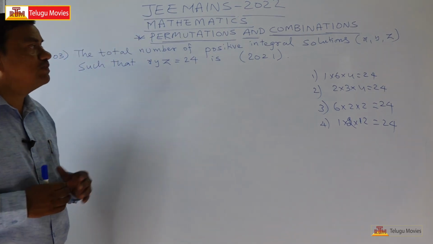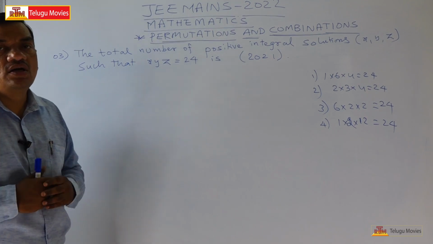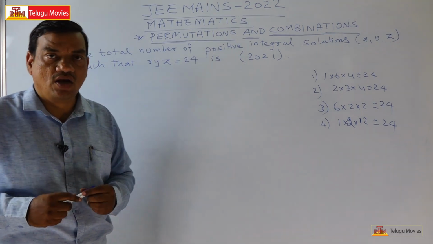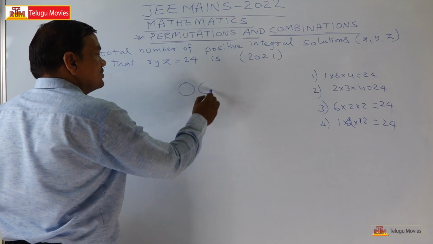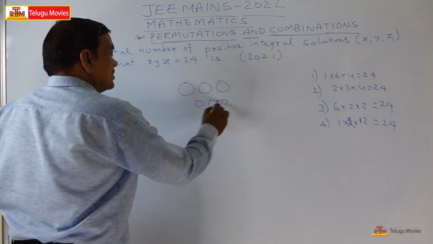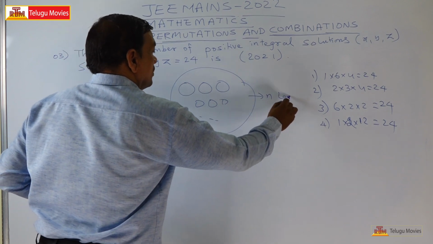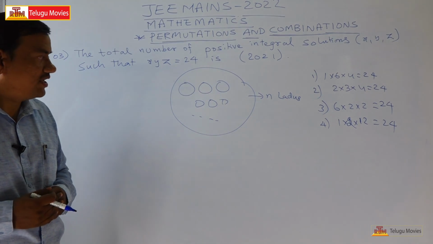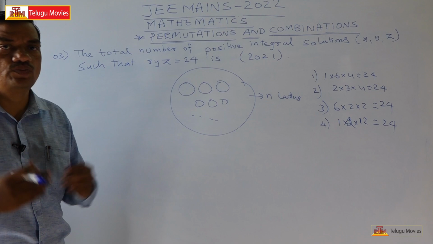To do this problem in permutations, we have one very beautiful formula. Let us take that formula. What is that formula? Suppose we have some n laddus, or n chocolates, whatever it may be. n laddus are there, 10 laddus or 20 laddus.